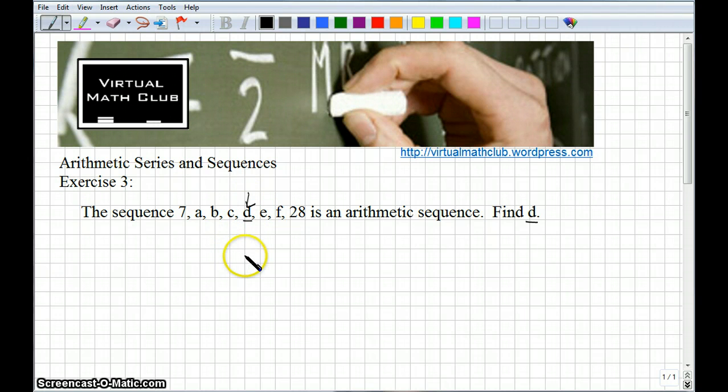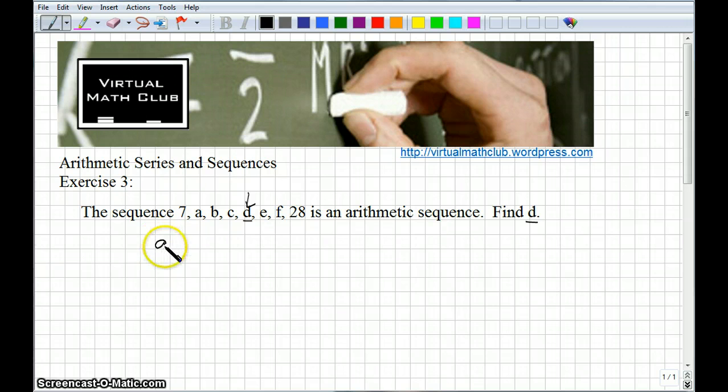But we're just given the first number, the last number, and we also know the number of numbers because we can count them. The numbers in the middle here are represented by letters, but they represent numbers. So we have 1, 2, 3, 4, 5, 6, 7, 8 numbers in this list. Okay, so let's just start with what we know.